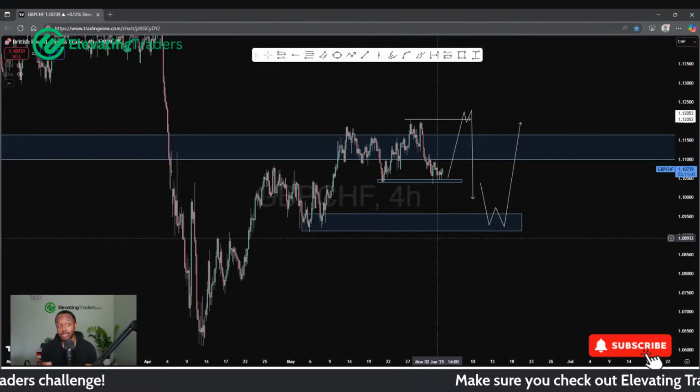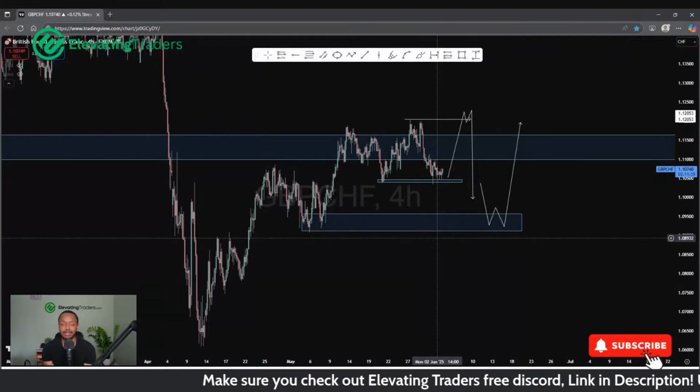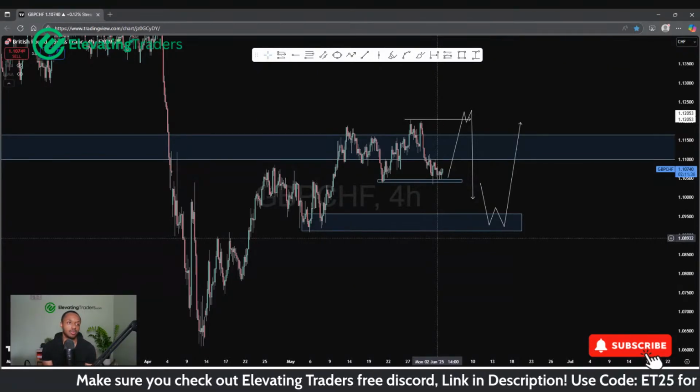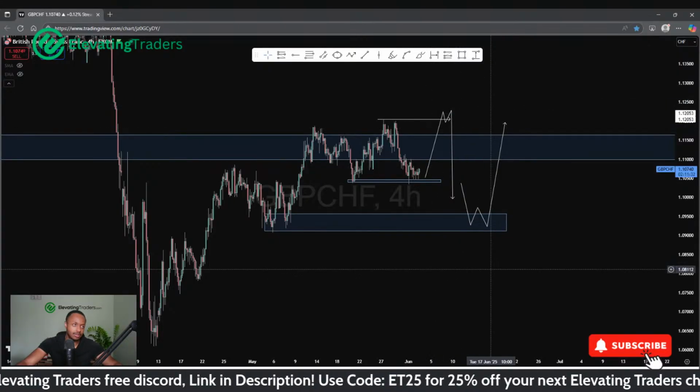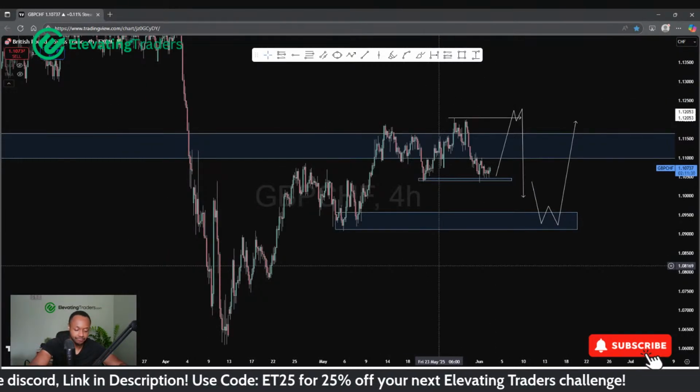But I'm bearish on CHF, so I'm also wanting to buy pairs against it. Not so much pound, but I do like the sells here. Still in a nice zone of resistance. I still feel like you can capture sell.